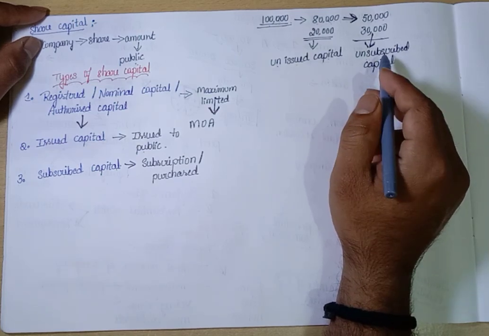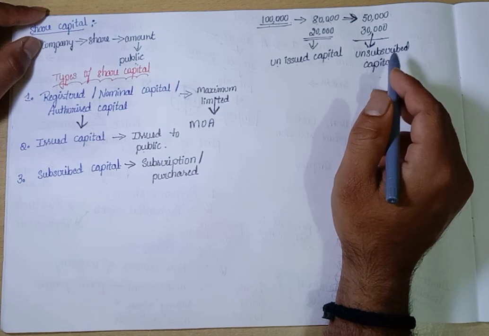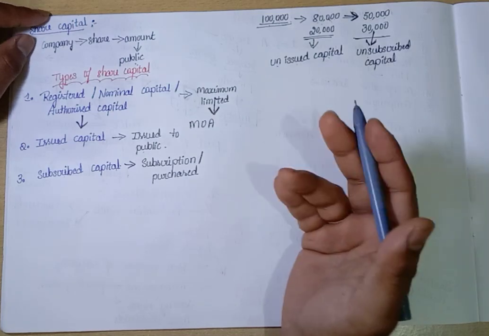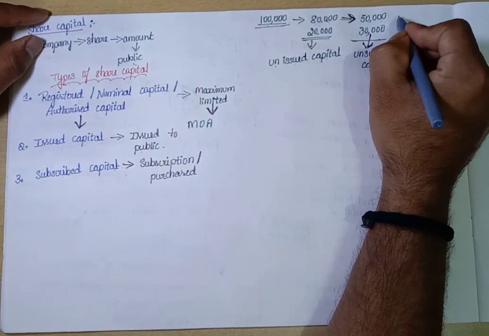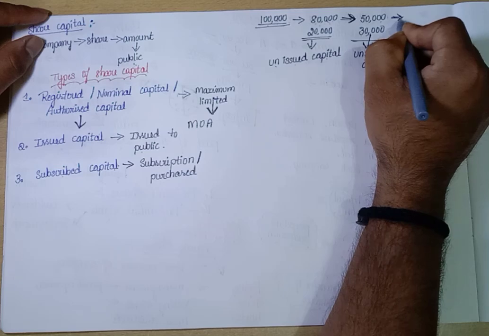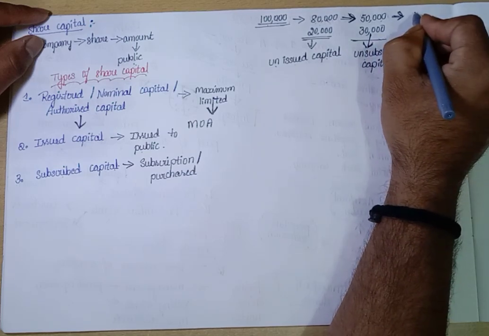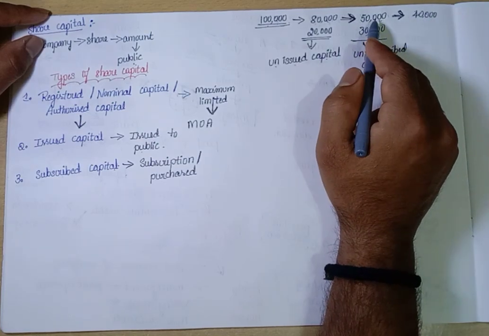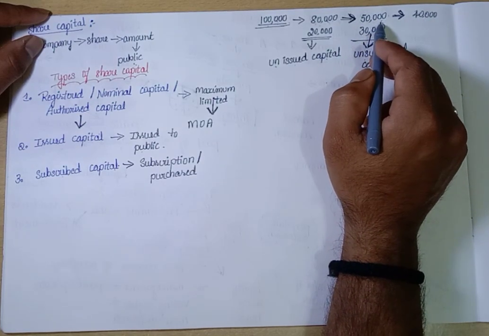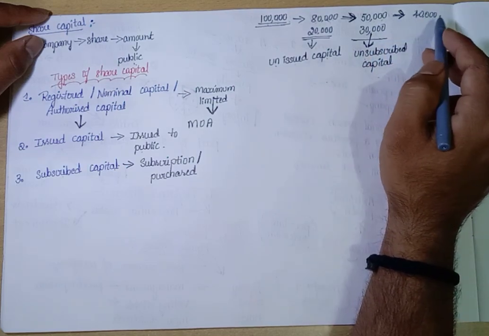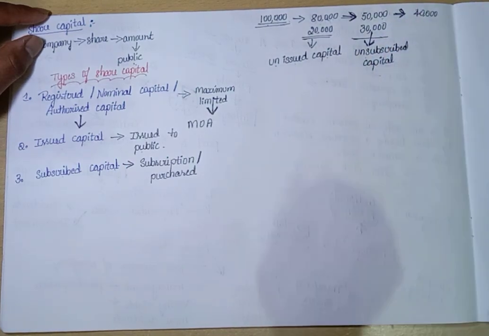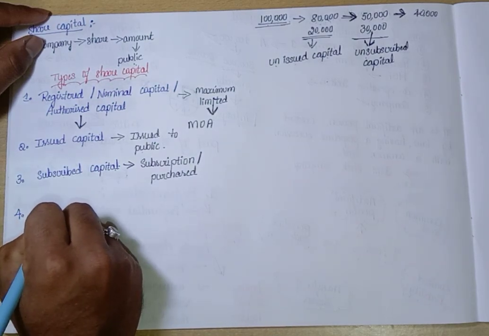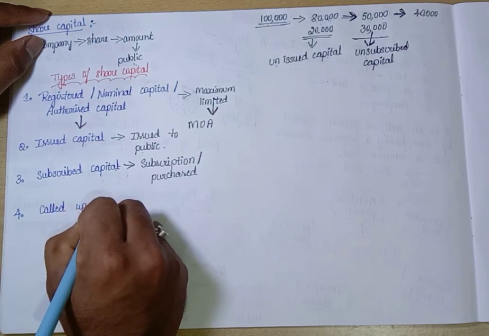Then after subscription of applications, what do we do? We are going to ask them for payment. For example, out of this 50,000 worth of share applications they subscribed or purchased, let me take 40,000. Now I am going to call them to make the payment. Then it is called up capital.